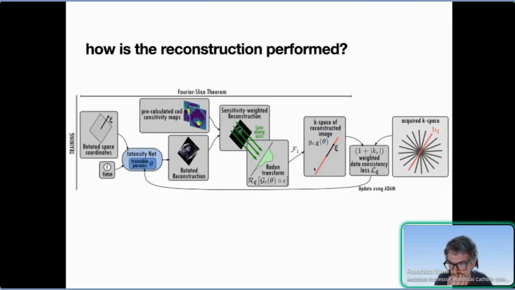So to perform the reconstruction, not going into all the details, one of the key parts is that we are working with radial trajectories, and we use a trick with the Fourier slice theorem that allows us to convert this problem into a tomography problem with the Radon transform. So that makes the training a lot easier, and we avoid using the non-uniform FFT.